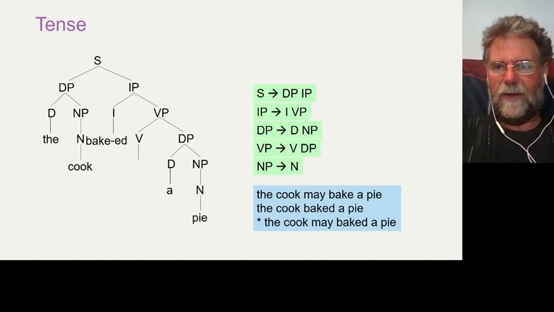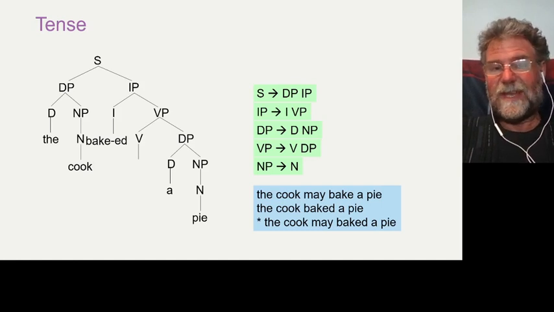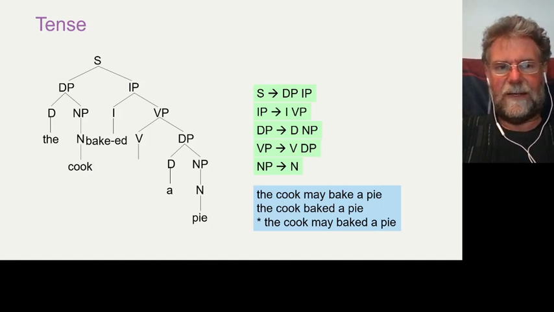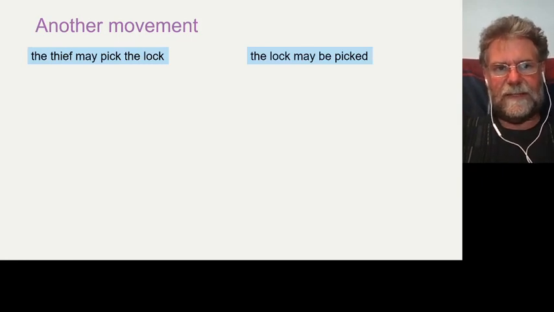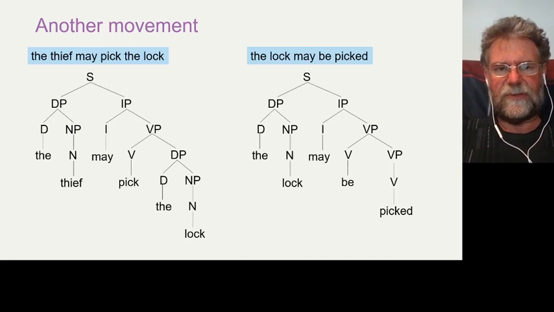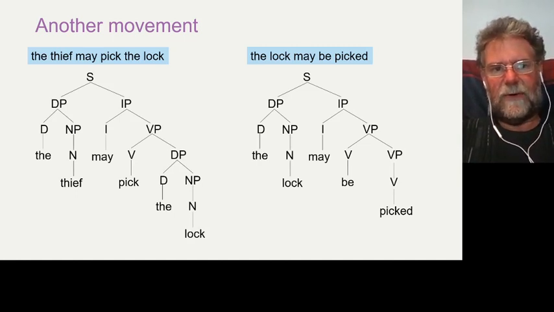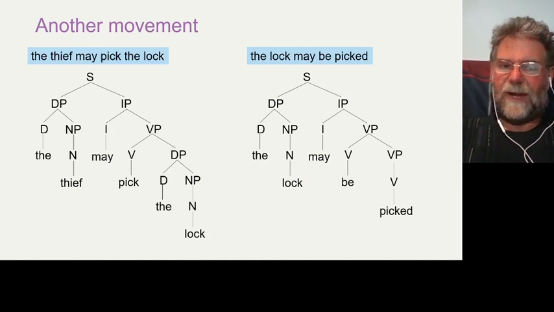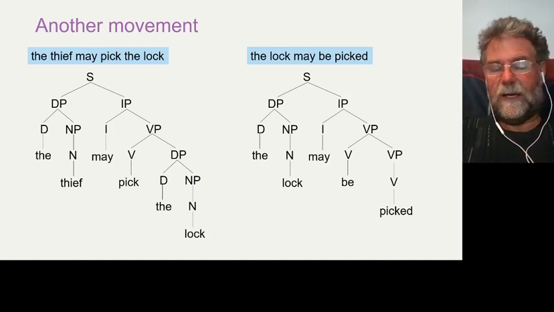Let's have a look at some other cases of movement just to show that this actually is quite a common occurrence in syntax. It's by no means a strange thing that happens to verbs and inflections. Consider these two sentences. The thief may pick the lock and the lock may be picked. They seem to be perfectly good sentences, both of them having different structures. In the first case, we've got the subject, the thief, and may pick the lock, an inflectional phrase involving a verb phrase with a verb pick. Pick is a transitive verb. It takes an object, and therefore we've got this DP inside the VP, the lock.